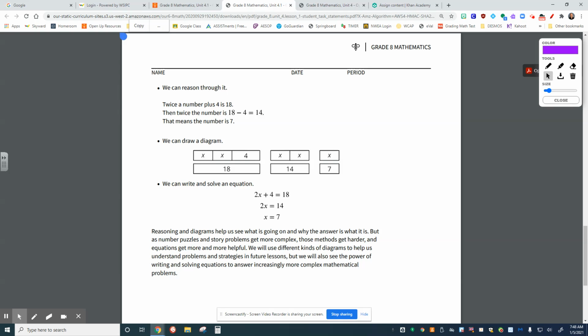We could draw a diagram. And in that diagram, what we think about is our number. We would, in this case, say let x be the number. And I saw that it says twice a number, so I have 2 of those numbers. Plus 4 is 18. So as a model, it looks like this. X, X, and 4 is 18.